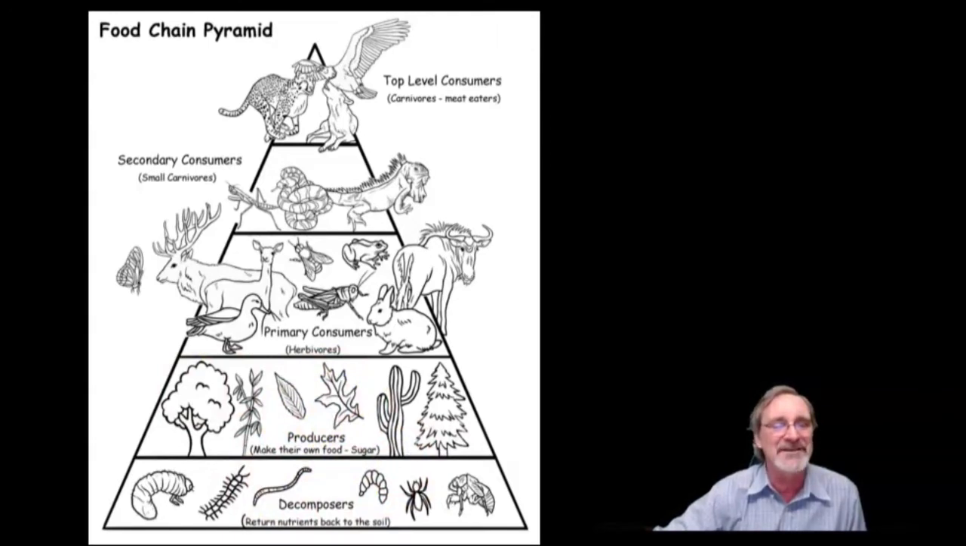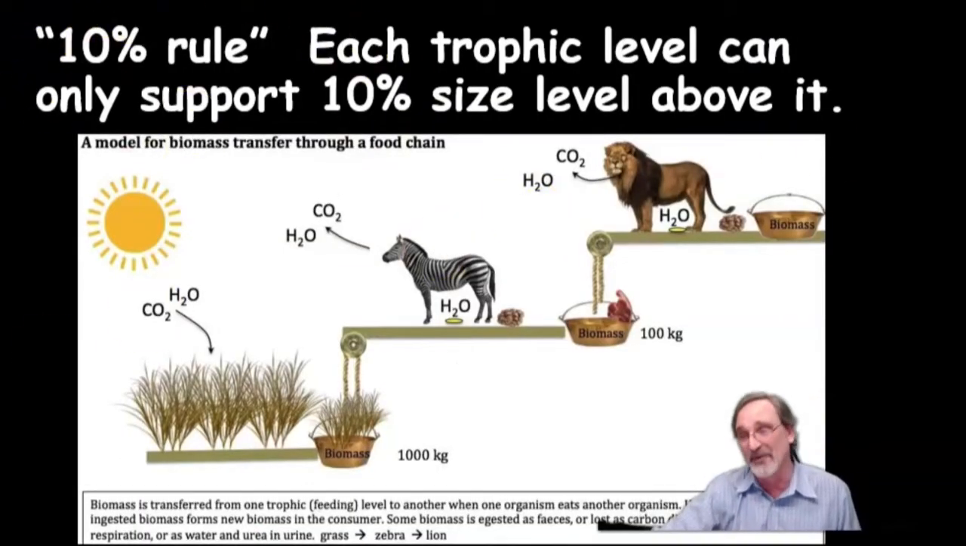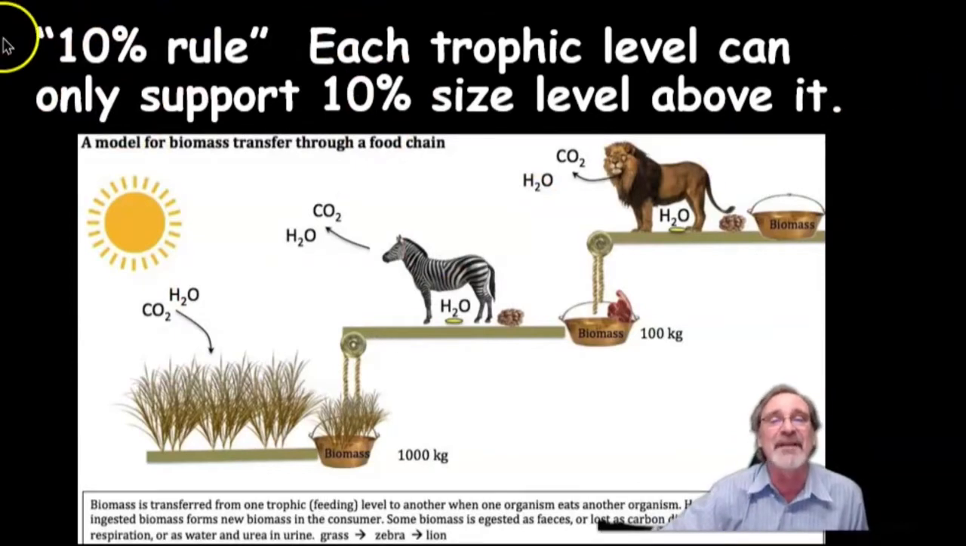Okay, so what I was getting to, though, is you have this 10% rule. Yes, if it's white, you got it right. So go ahead and write this down. 10% rule: each trophic level can only support 10% of the size of the level above it.